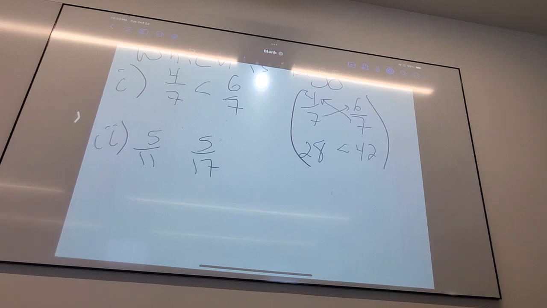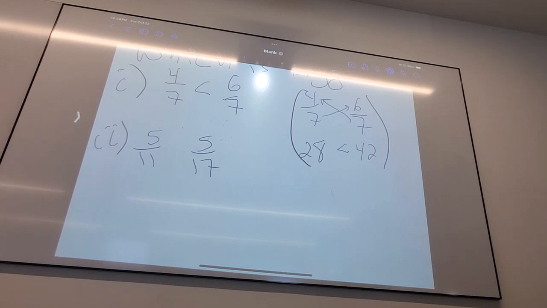If you look at it computationally, how do I make a fraction get smaller? I make the bottom bigger. If I divide by more, my answer is getting smaller. So you can look at it computationally and realize in the second fraction, 5 is being divided by 17. That's going to be much smaller than 5 divided by 11.